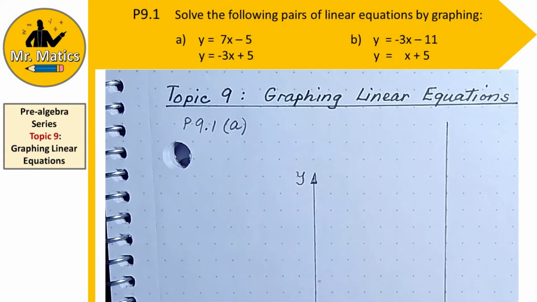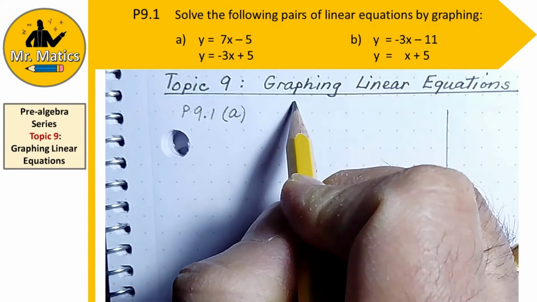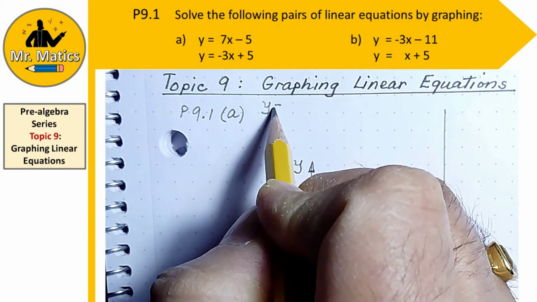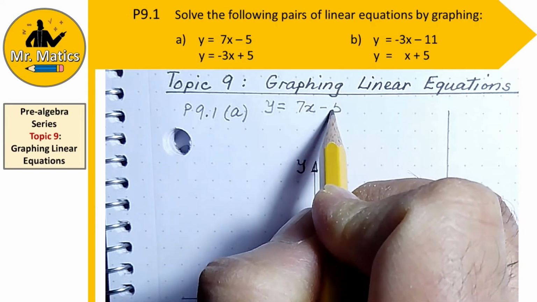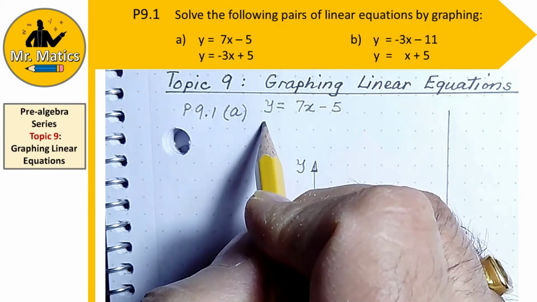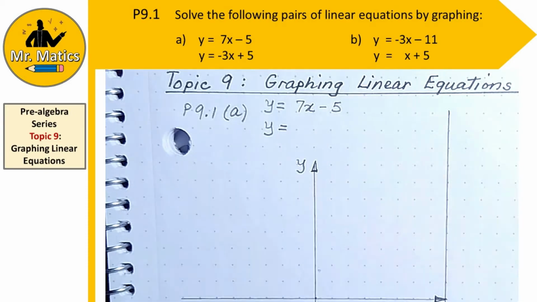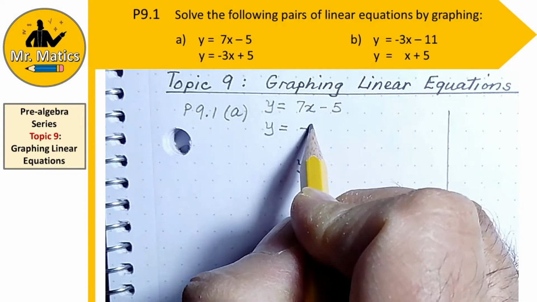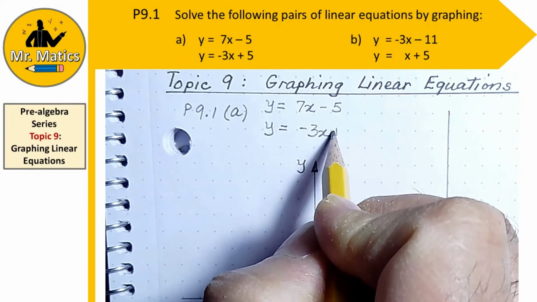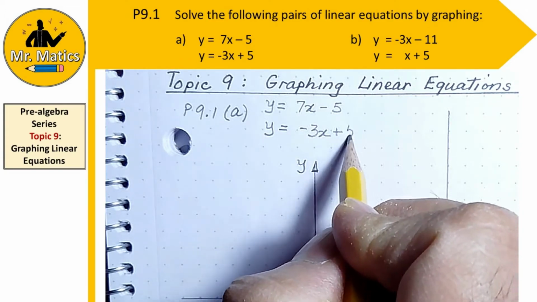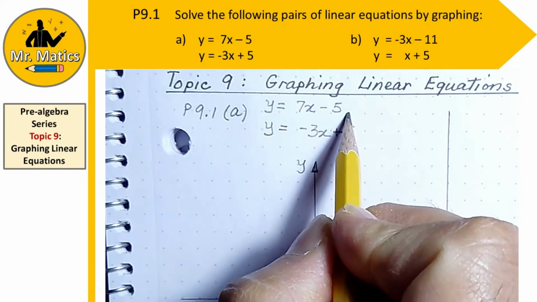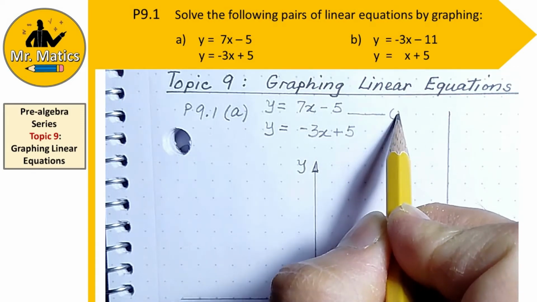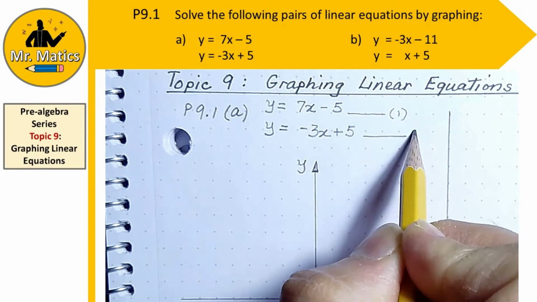So the two equations we have are y equals 7x minus 5 and y equals minus 3x plus 5. Okay, so we will call the first equation 1 and the second equation 2.